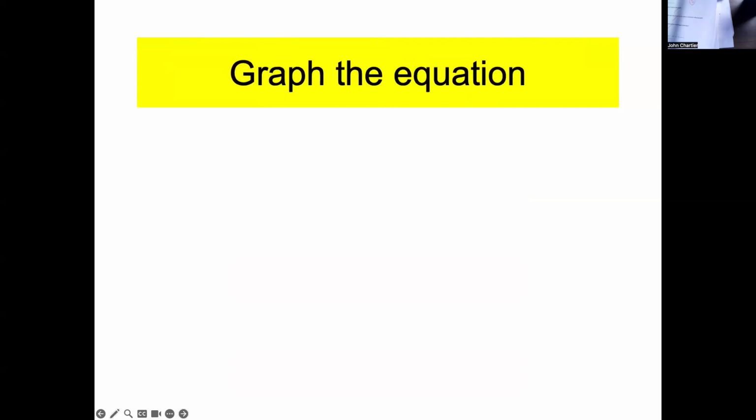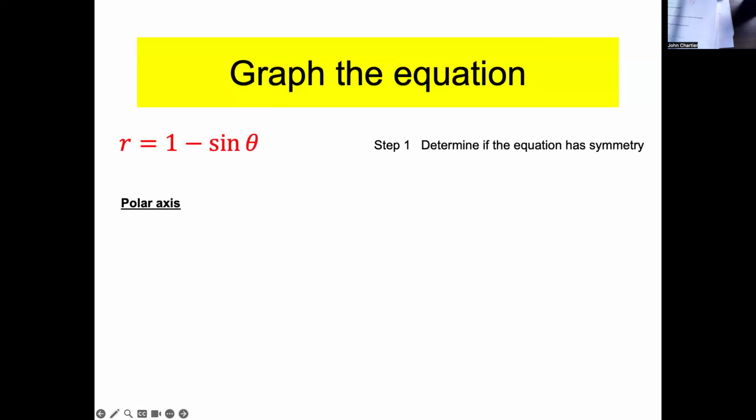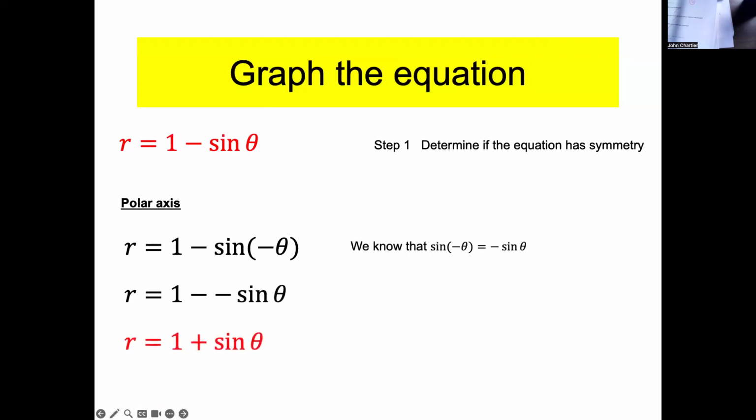All right, from last class, just one quick example. This was the equation right here. We determined if it has symmetry. It doesn't matter which one you start with. But if I start with the polar axis, that means replace theta with negative theta. Hey, we have an odd function. Odd function, the negative goes to the front, and 2 negatives make a positive. So we get 1 plus sine theta, and that is not what we started with.